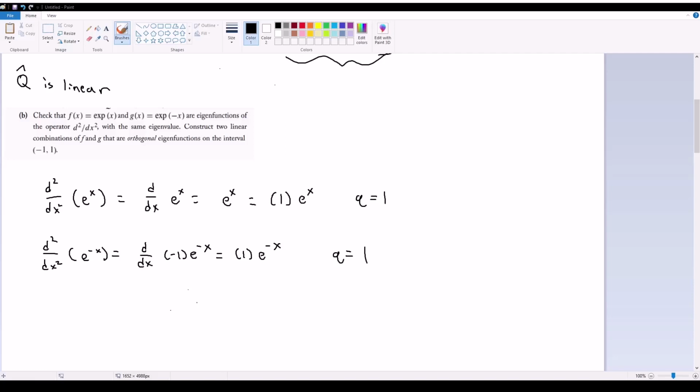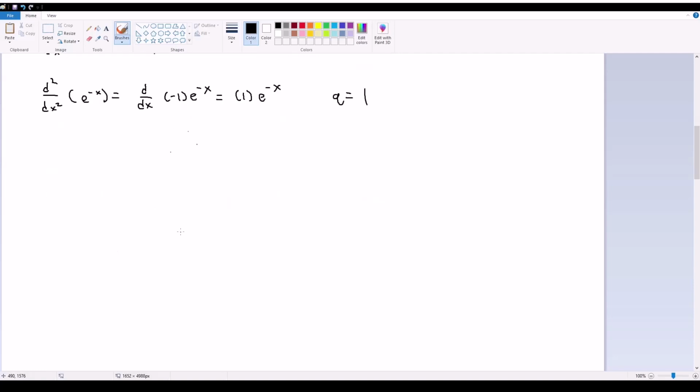Next, we wish to construct two linear combinations of f and g that are orthogonal eigenfunctions on the interval from -1 to 1. So first off, it wants us to make two linear combinations of f and g. So let's just define an arbitrary linear combination of f and g. So that's going to be c1 times e to the x plus c2 e to the negative x.